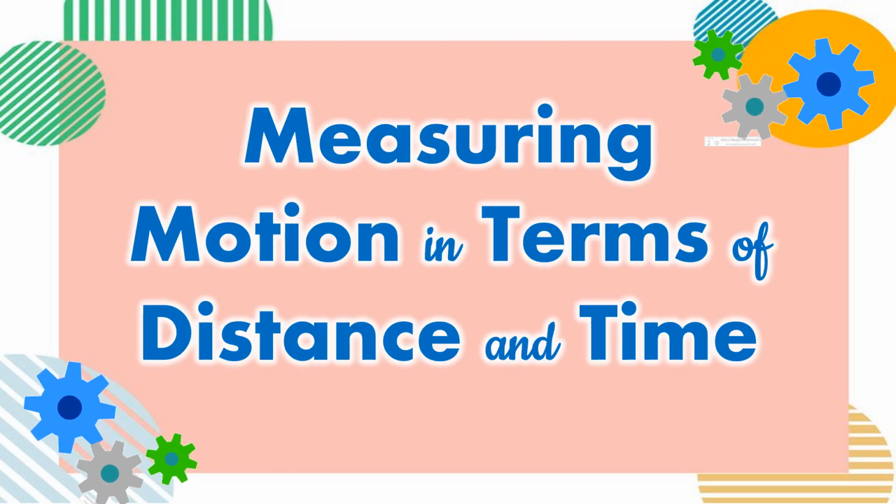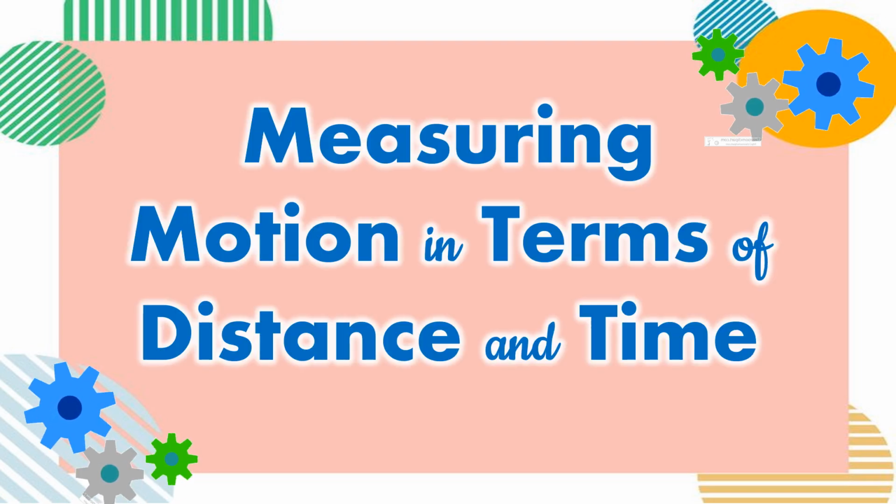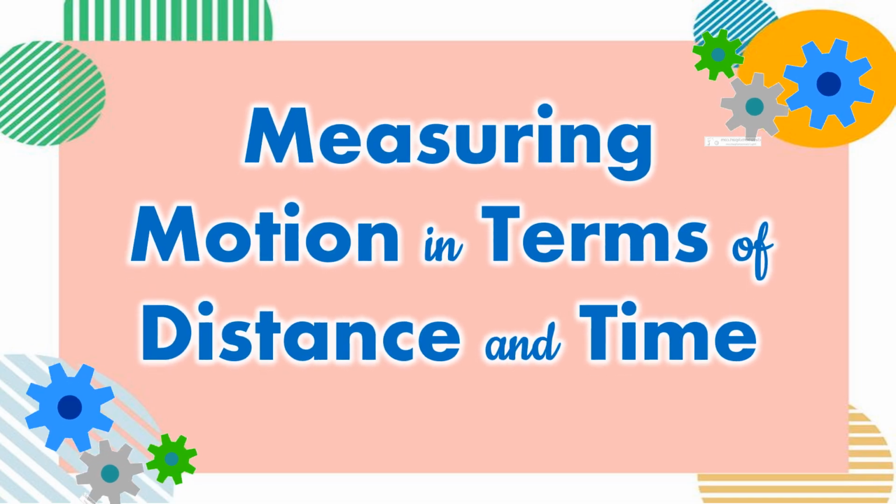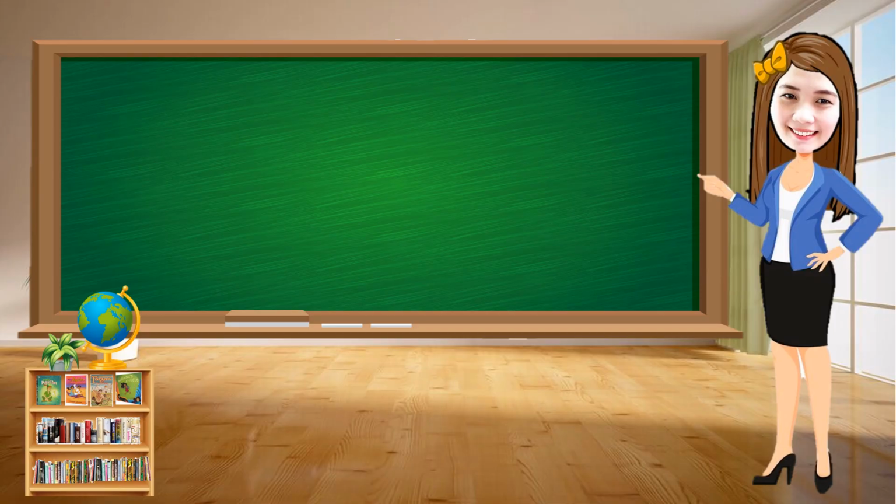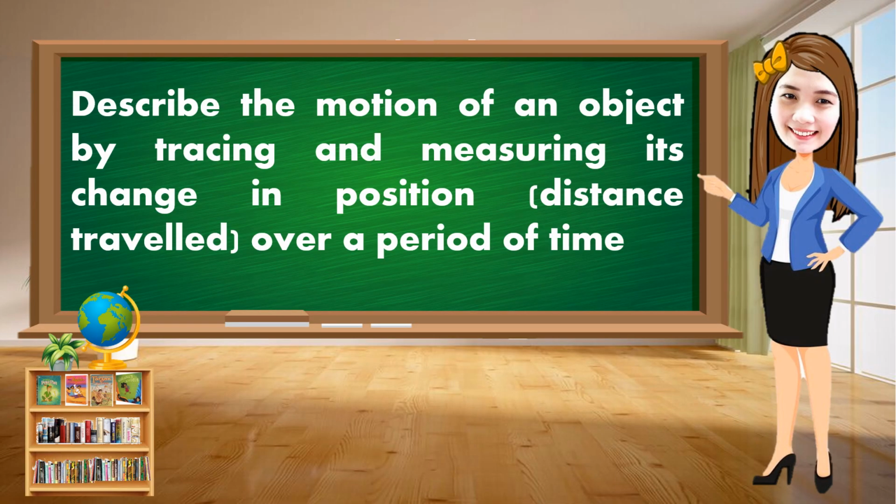Today, you will learn about measuring motion in terms of distance and time. At the end of this video lesson, Grade 5 learners are expected to describe the motion of an object by tracing and measuring its change in position over a period of time.